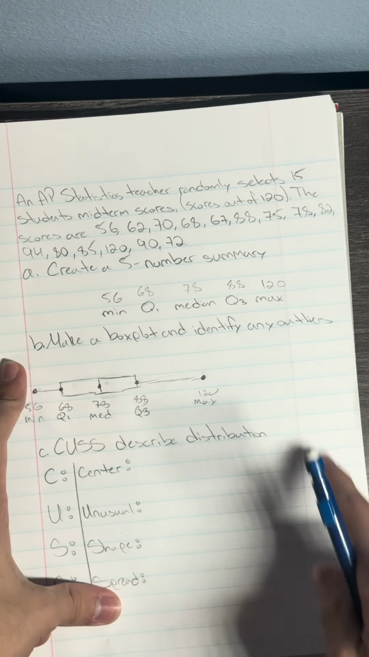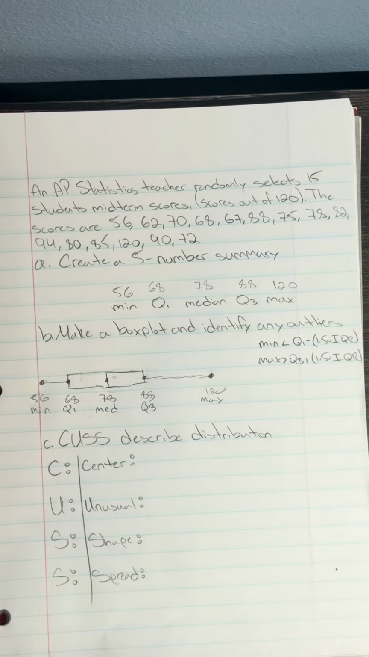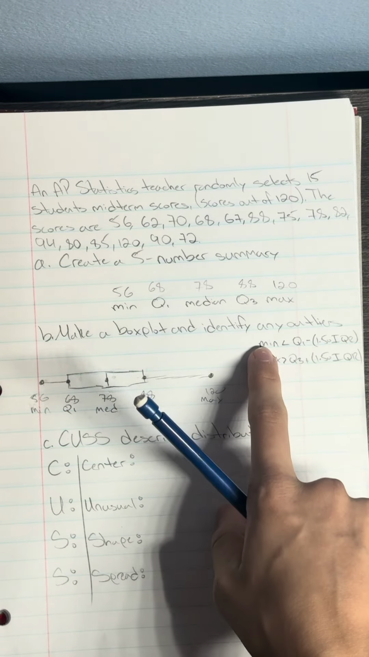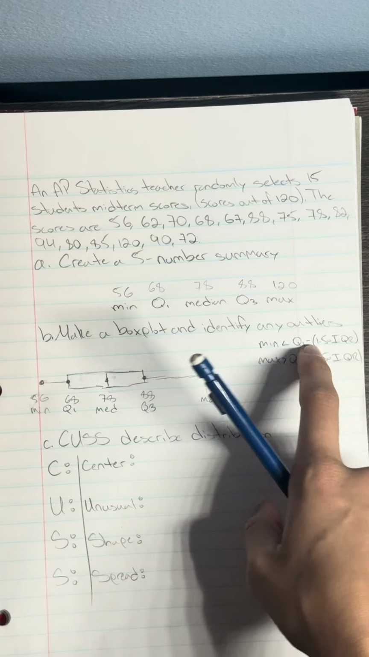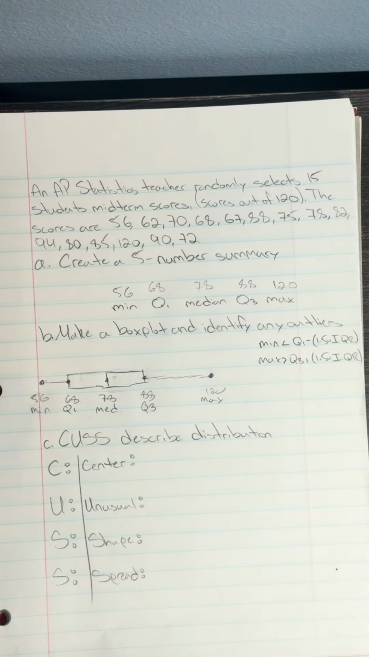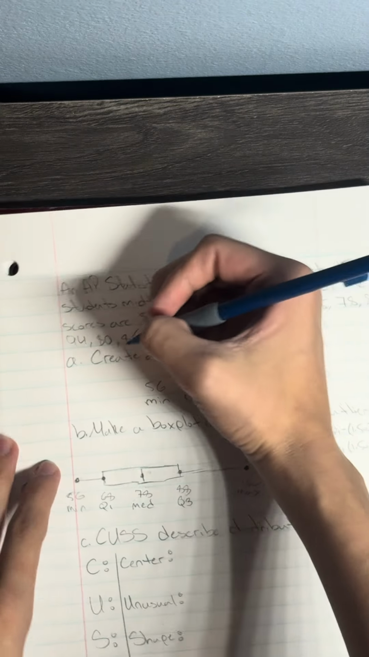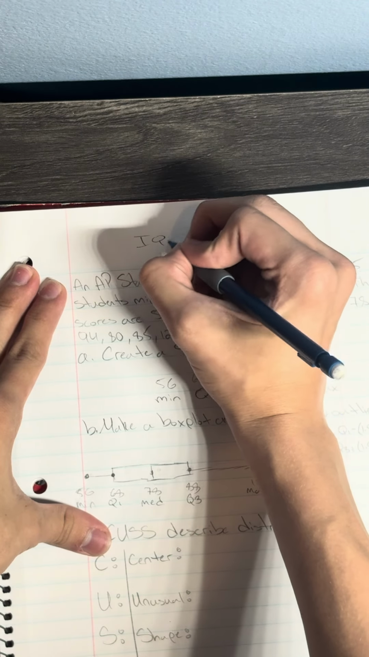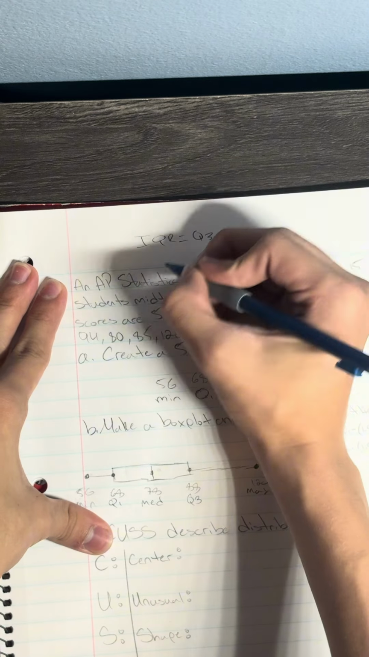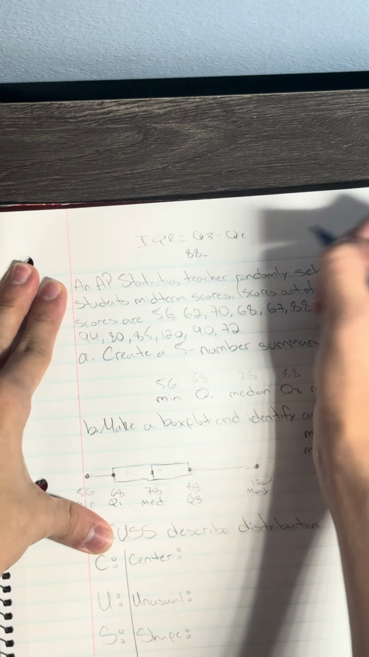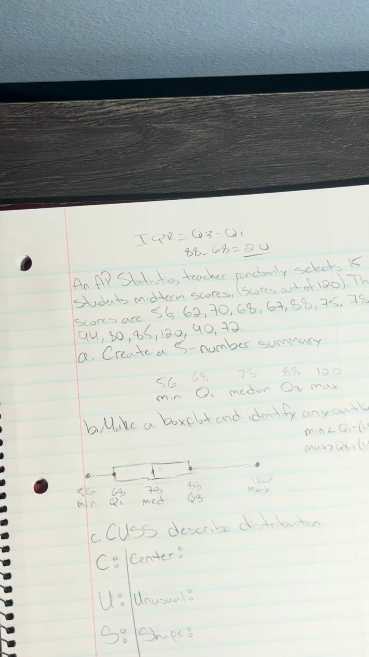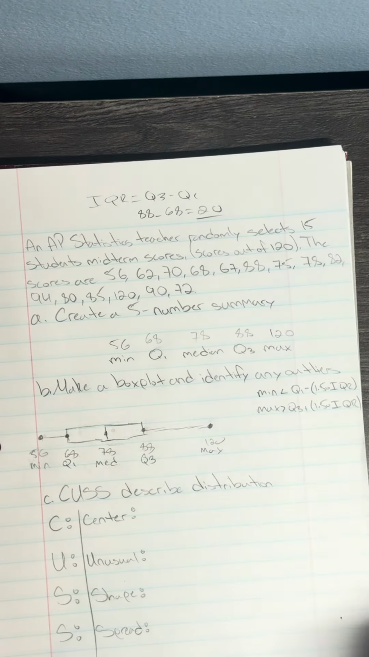And now we have to identify any outliers. To identify any outliers, we are going to use these 2 formulas right here. Minimum is less than Q1 minus 1.5 times the IQR, and maximum is greater than Q3 plus 1.5 times the IQR. The IQR is going to be Q3 minus Q1. So that will be 88 minus 68, which is equal to 20. So 20 is our IQR. And now we plug all of these into the calculator.